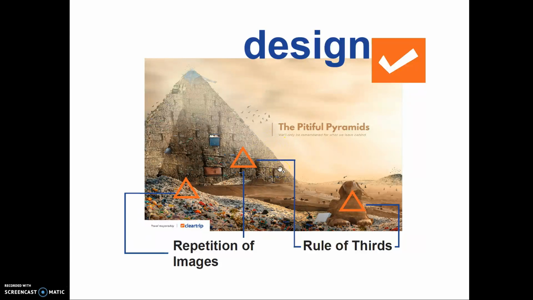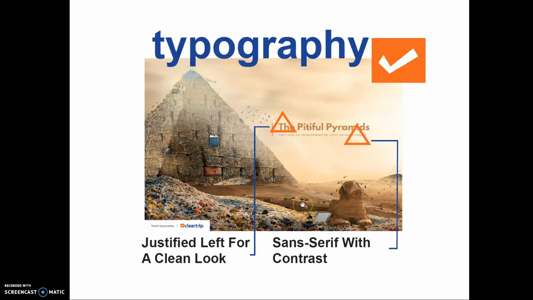With respect to photography, the rule of thirds is used well, which makes the entire image pleasing to the eye. The pyramid is placed in the top left third, and the Sphinx is in the bottom right. The horizon is right where it should be on the bottom third and not centered.